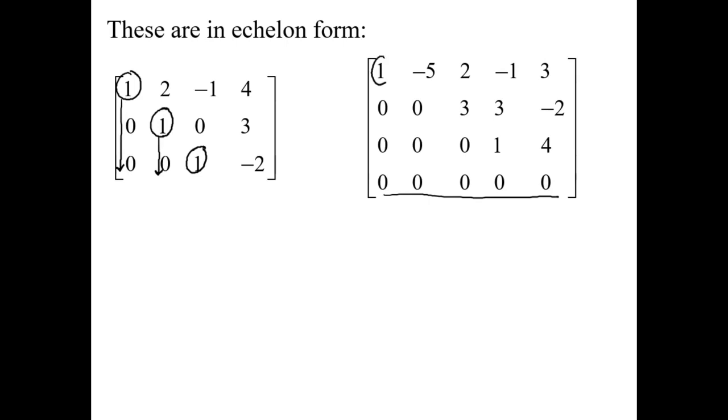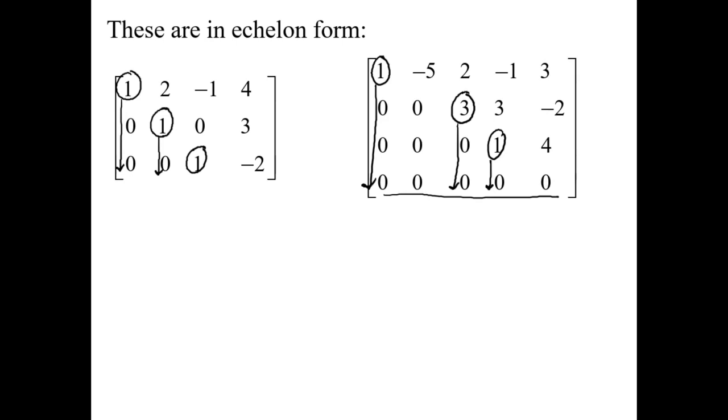Here our lead entries are this 1 with zeros below. The first non-zero entry in the next row is a 3, and there are zeros below there. And then 1, there are zeros below. And the bottom row doesn't have a lead entry because the bottom row is all zeros.